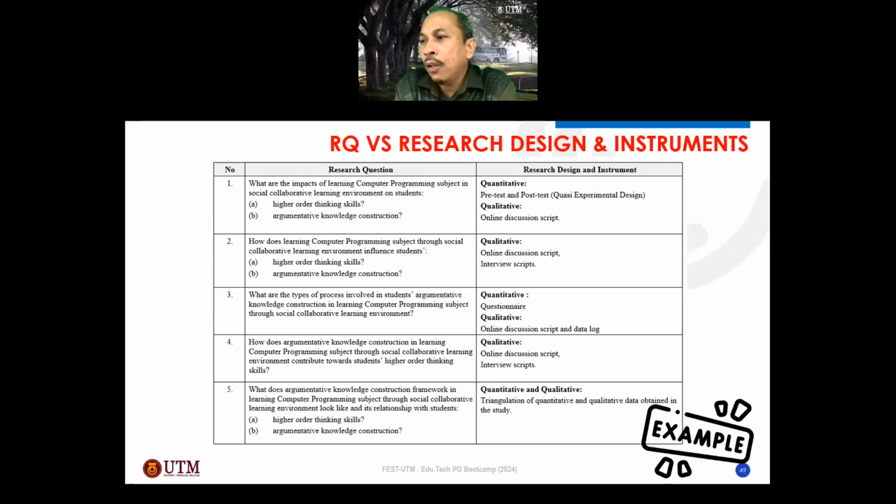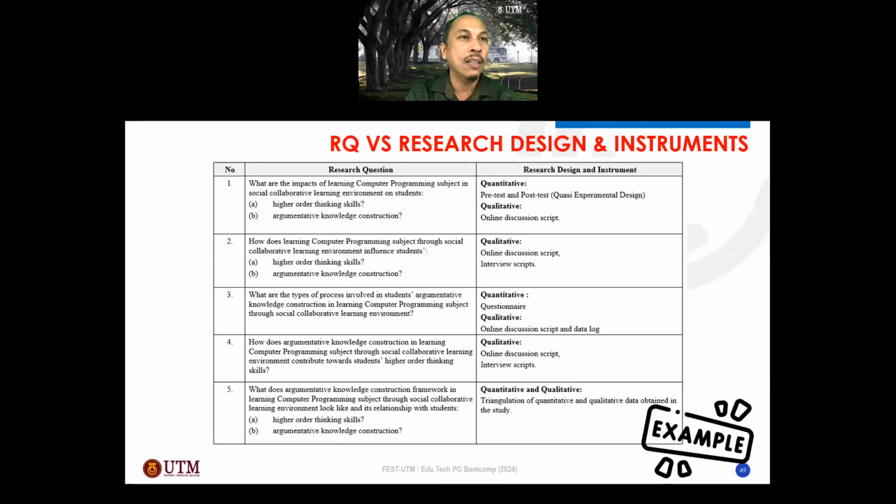This is another example from one of my PhD students, Dr. Aisha, about 7 or 8 years ago. Okay, it's almost the same as Kofi's. As you can see, there are 5 research questions here. First, impact. Second, how it impacts based on 2. Most of my students, as you can see, the focus is 1 or 2, not more than 3.